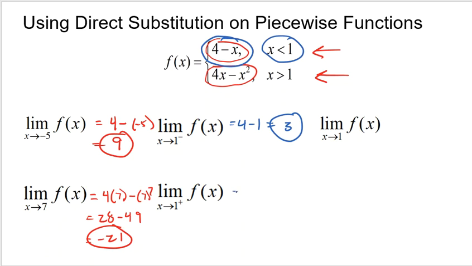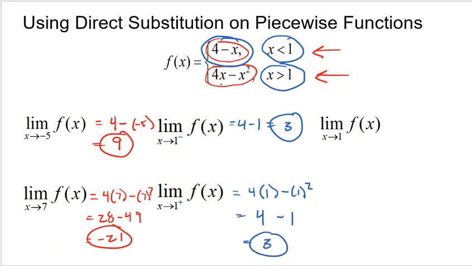That's an answer. All right, what about approaching 1 from the right? Well, from the right of 1 would be numbers greater than 1. So I'm going to plug it into this second equation here, and I'm going to just see what happens. 4 times 1 is 4. 1 squared is 1. 4 minus 1 is 3. Okay, how awesome was that?